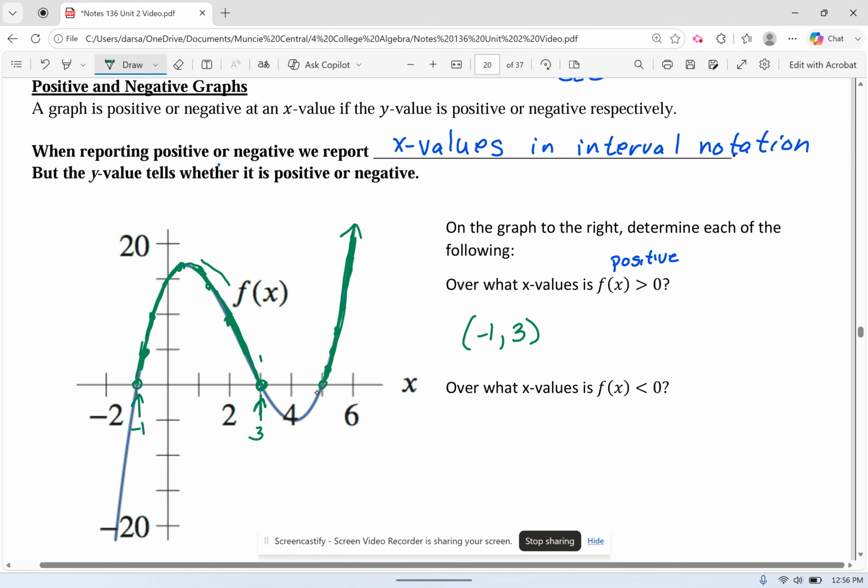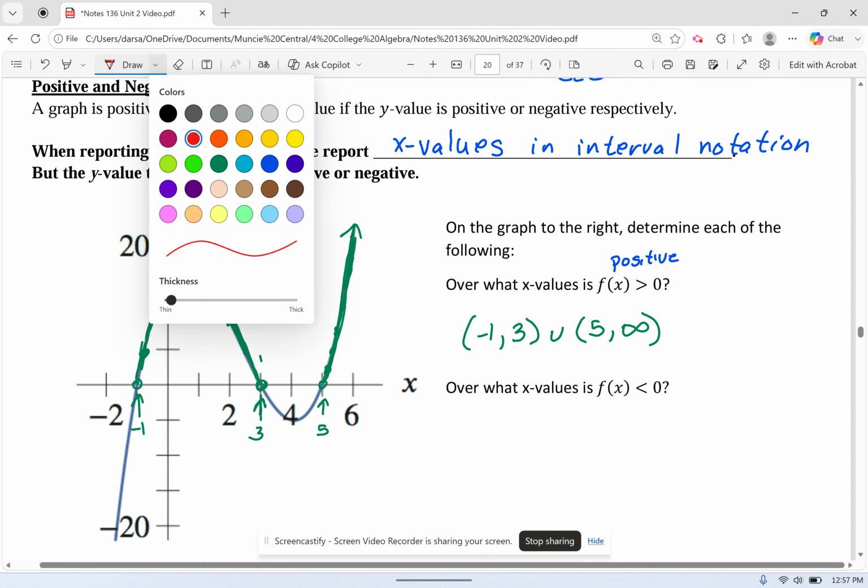Then it goes negative for a little while, and then it starts being positive again here at this x, which is 5. And with this arrow, what that means is as we go this way forever, it just keeps getting bigger and bigger, which is all positive. So it is also positive starting at x is 5 and going to x is infinity. So notice what we're reporting. Again, x values.